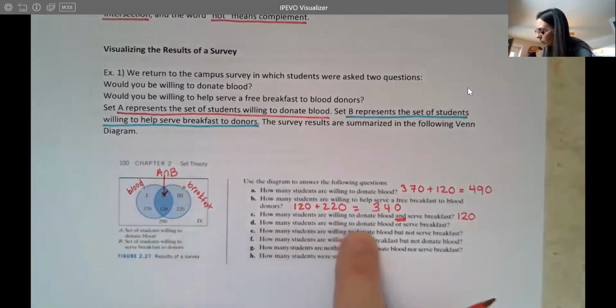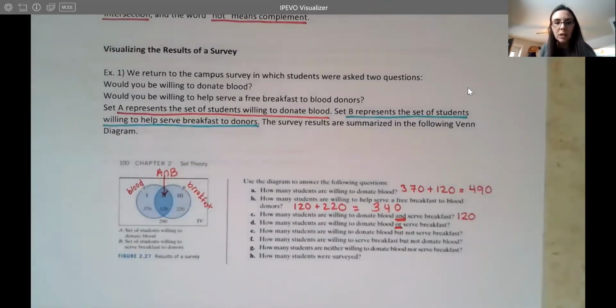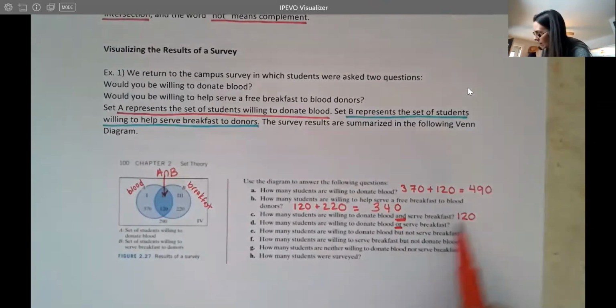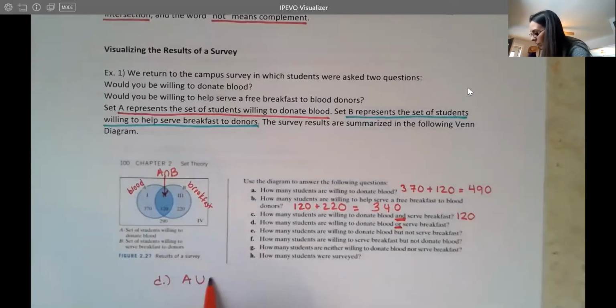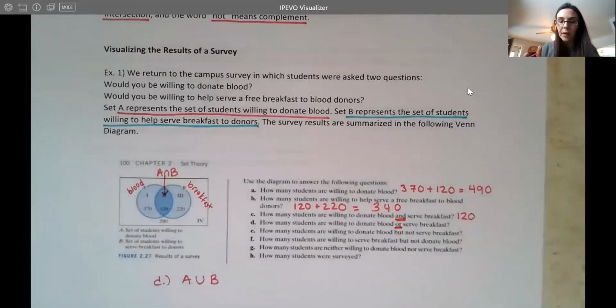How many students are willing to donate blood or serve breakfast? Now that word "or" means union. So this part here, part D, is actually asking us to find A union B, right? We want both of these together.